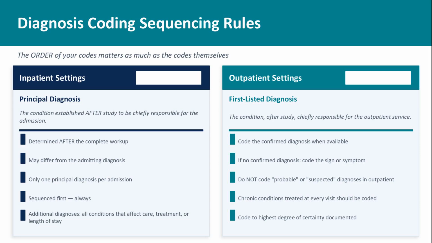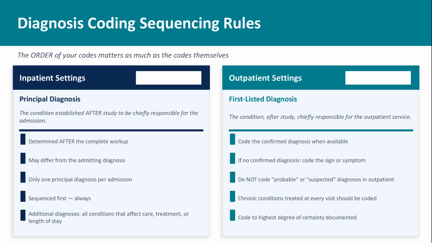Let's talk about sequencing, because in ICD-10-CM, the order of your codes matters. Insurance companies and facilities use that first code to determine payment, clinical categorization, and data reporting. Getting the sequence wrong can mean a claim denial or underpayment. The rules differ depending on whether you're coding for an inpatient or outpatient setting. So let's break down both. For inpatient settings, hospitals and facilities, the governing term is principal diagnosis. Here's the official definition, and I want you to know this word for word.